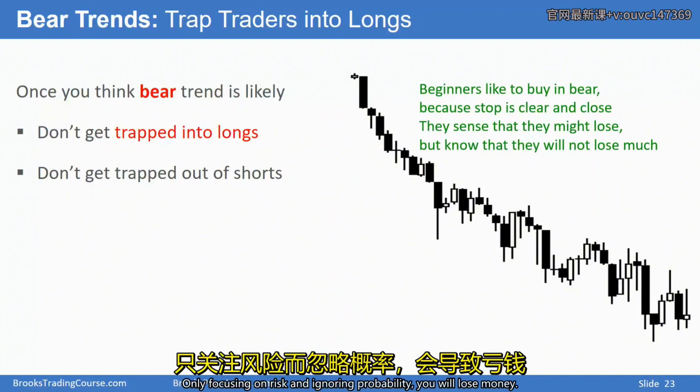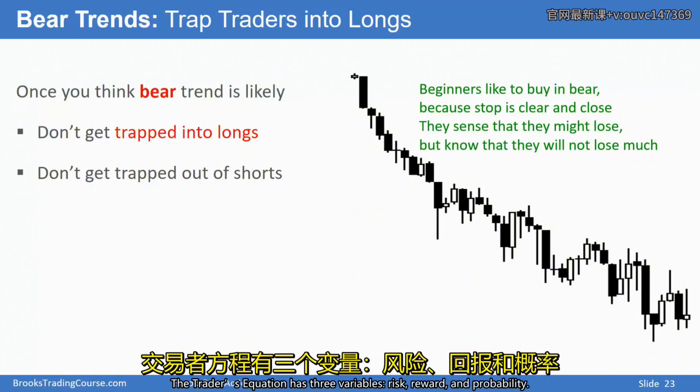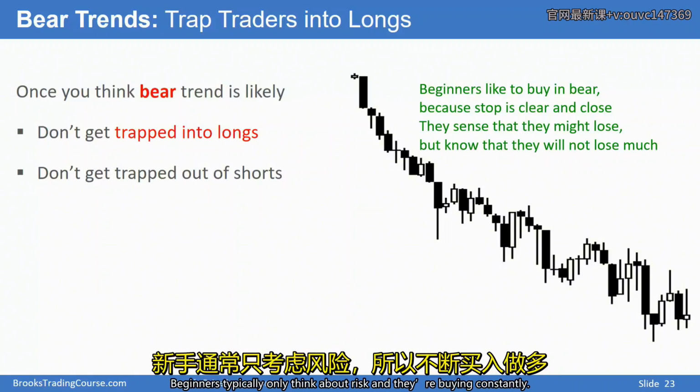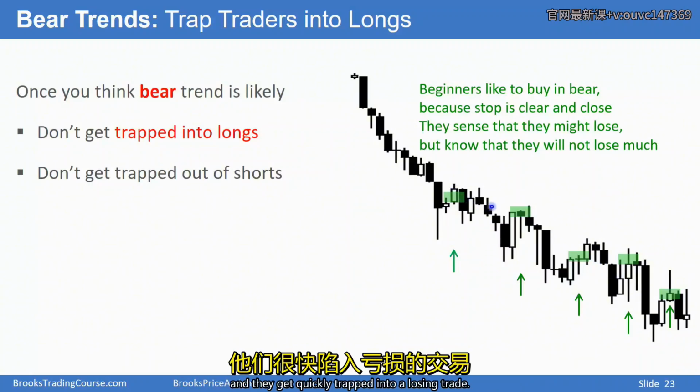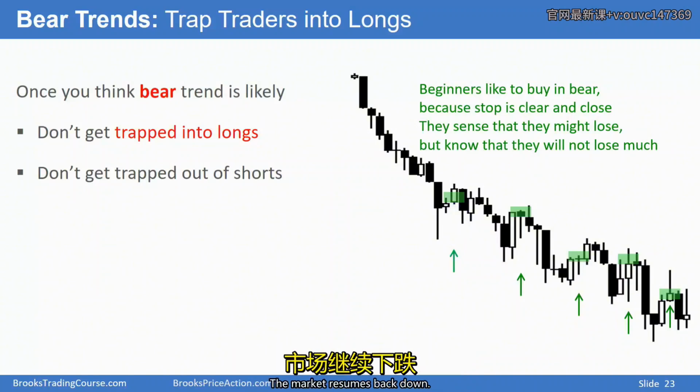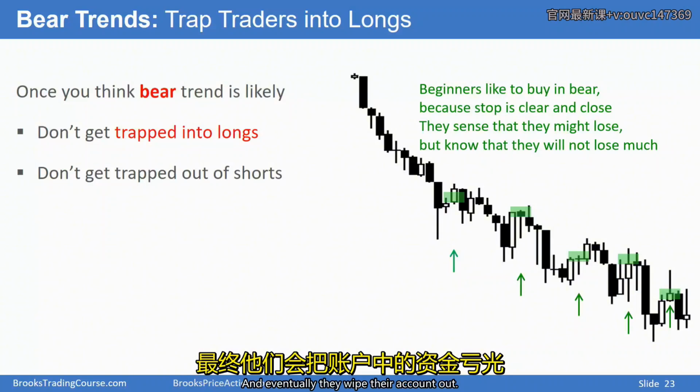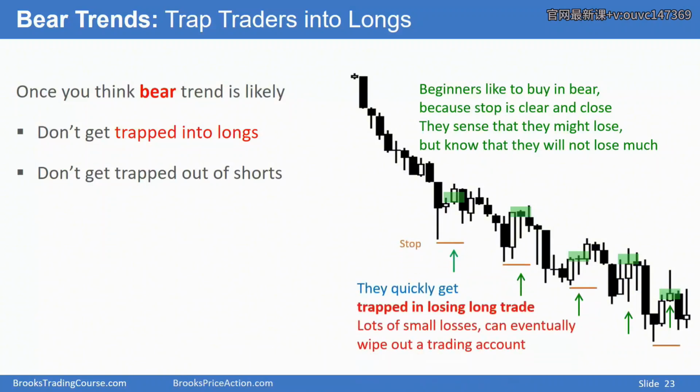Only focusing on risk and ignoring probability, you will lose money. The trader's equation has 3 variables: risk, reward, and probability. Beginners typically only think about risk and they're buying constantly, even in a very strong bear trend. They just keep buying reversals up and they get quickly trapped into a losing trade. The market resumes back down and eventually they wipe their account out.